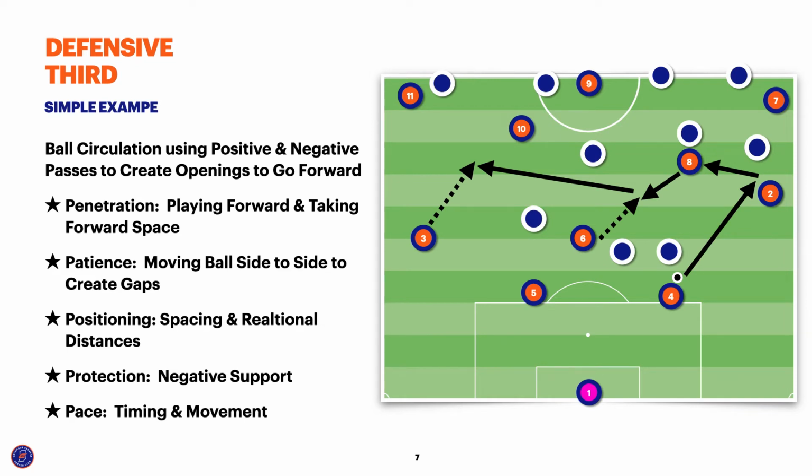Protection, having the negative support, so players underneath the ball, but also players to help win the ball back if we do lose possession. And then your pace, the movement off the ball, your timing to be in areas not early, not late, but just in the right opportunity to make the most of a possession.